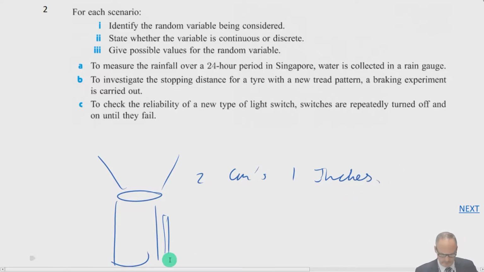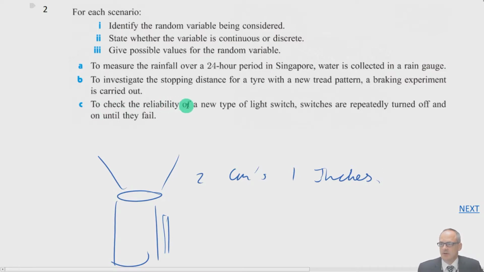Now, moving on. To investigate the stopping distance of a tyre with a new tread pattern, a braking experiment is carried out. Stopping distance, again, is another measurement, so therefore it's a continuous random variable. The random variable being considered will be the distance it takes to stop at a certain speed. Possible values for the random variable: we'll be working in meters here. So something like 30 meters to 60 meters. Or if you're going very fast, maybe a couple of 100 meters to stop. Or if in icy conditions.